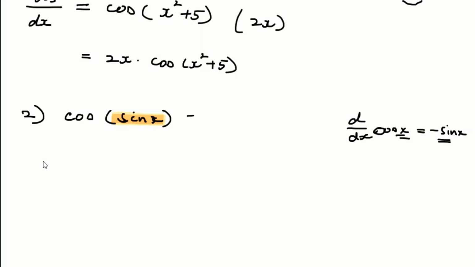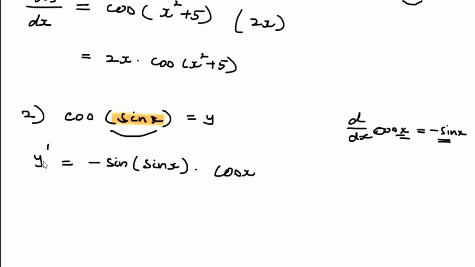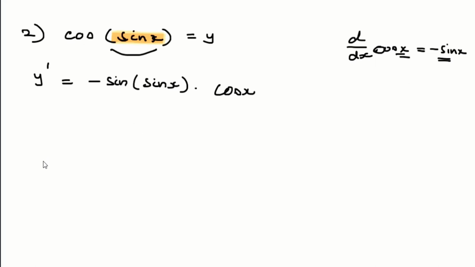So let me take this as y again. So y dash is equal to differential of cos, which is negative sin. In the place of x I have sin x, so you are supposed to write it as sin x. Then you differentiate sin x. Differential of sin x is cos x. And here it is only x, so no need to differentiate x because dx by dx is 1. So this is the final answer. Is it clear?